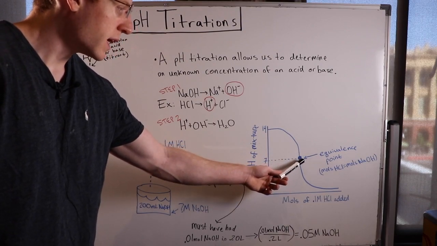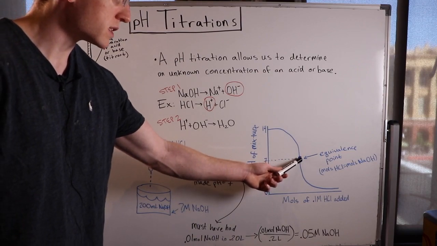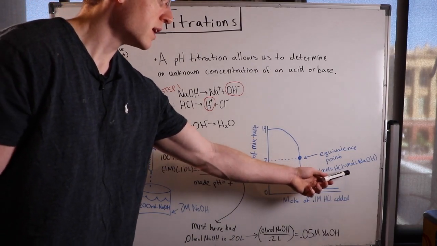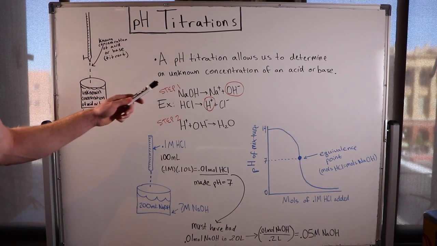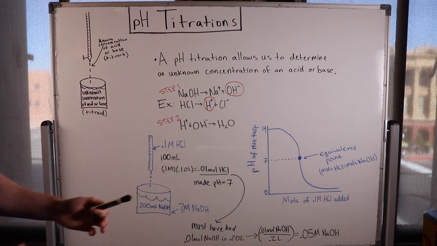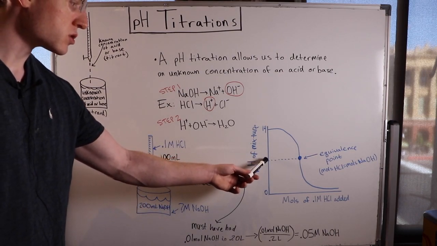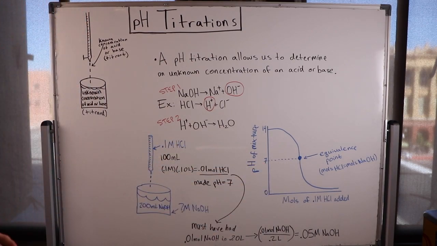And at this highest point of slope, this is called the equivalence point. This is the exact point where the moles of HCl equal the moles of NaOH. And when you're adding a strong base to a strong acid, or a strong acid to a strong base, either way, the pH of the mixture is 7 at the equivalence point. Okay, so I hope that makes sense.